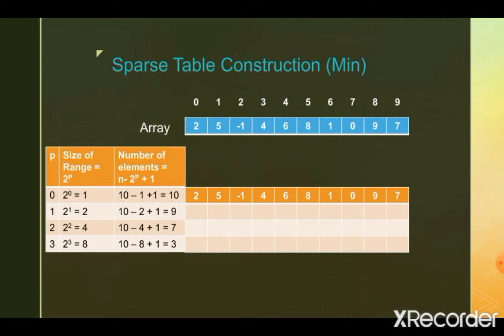Now the first row is simply equal to the values of the array, but conceptually these values denote the minimum values of all possible ranges whose lengths are equal to 1. So that's why their values are the same as the original values in the array.